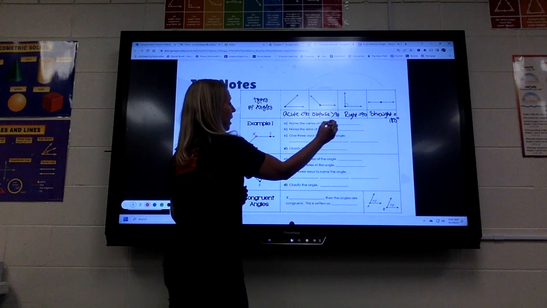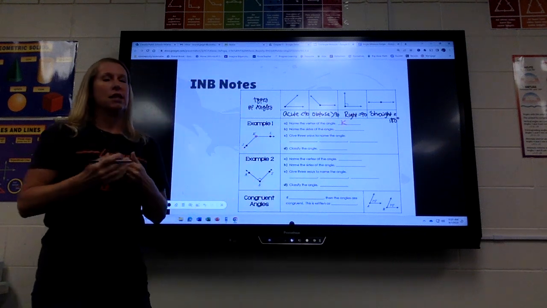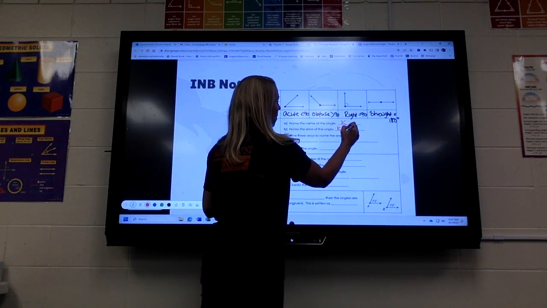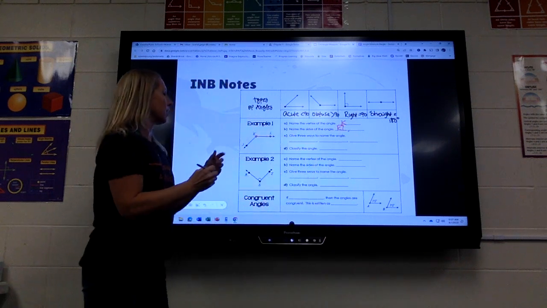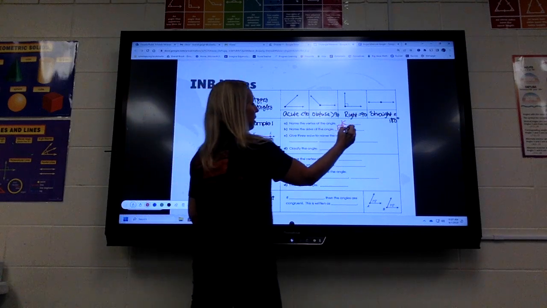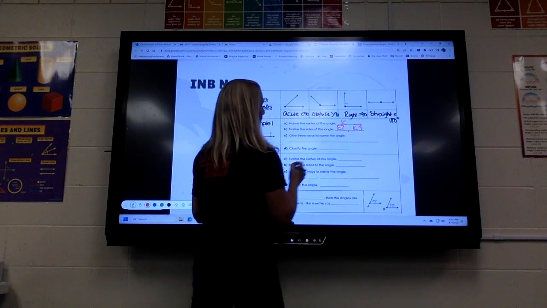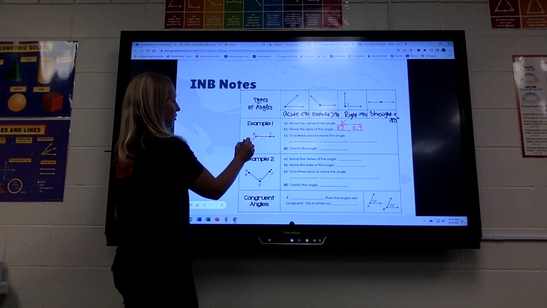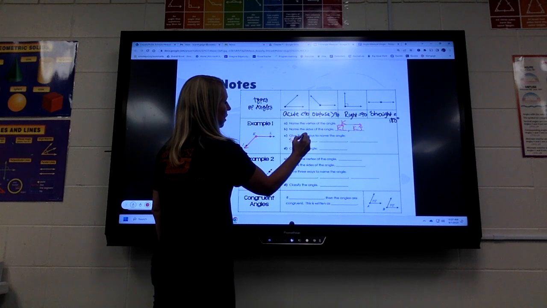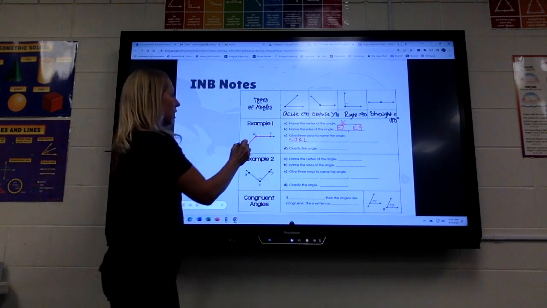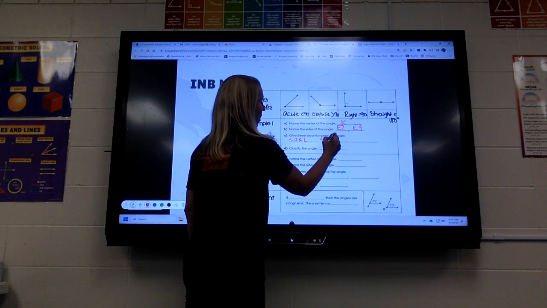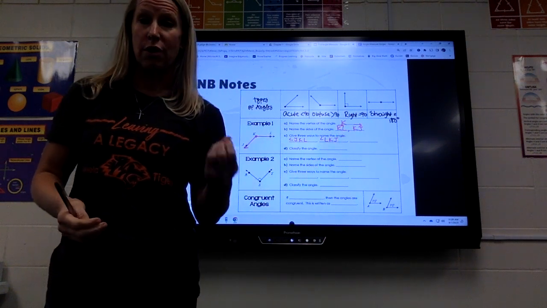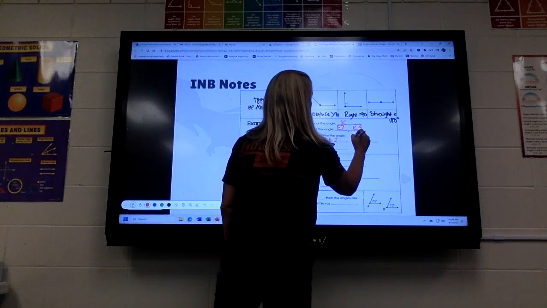I hope you said K is that middle letter. Then the two sides of that angle would be ray KL and ray KJ. That would be the other ray. So there are 3 ways to name this angle. I can name it angle JKL. I could name it angle LKJ. And in this case, since it's not connected to another angle, I could name it angle K.